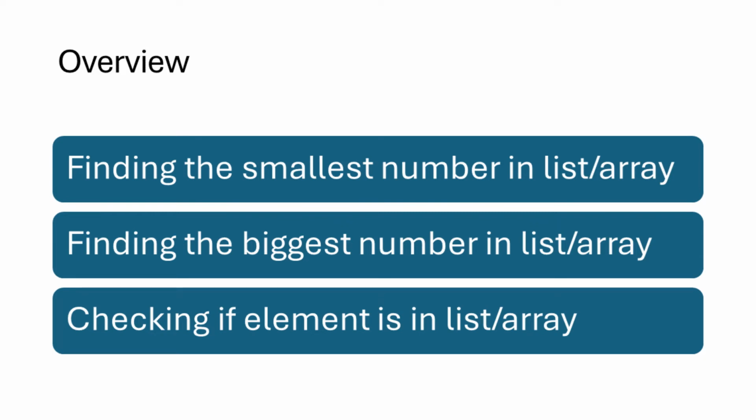In this video we will compare list array operations in Python and C++. This is an overview of what I'm going to do. In this video I will find the smallest and biggest number in a list array, because a sequence of values is called a list in Python and in C++ it is an array. And I will also check if an element is in a list array.